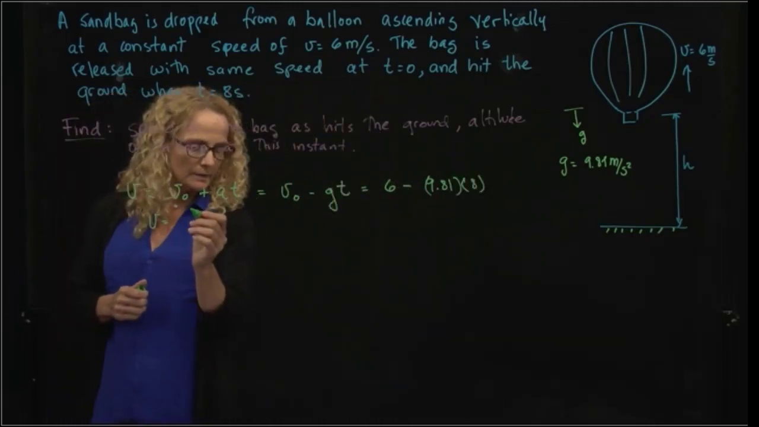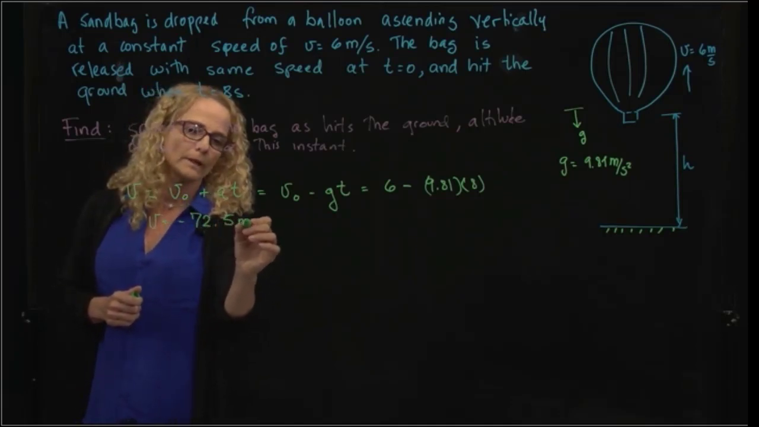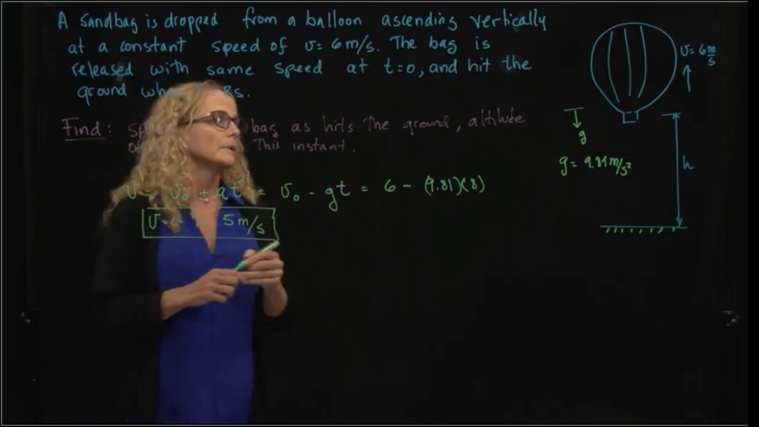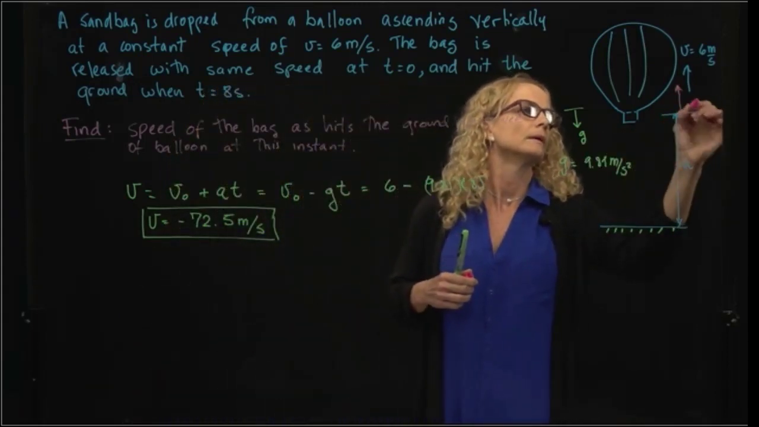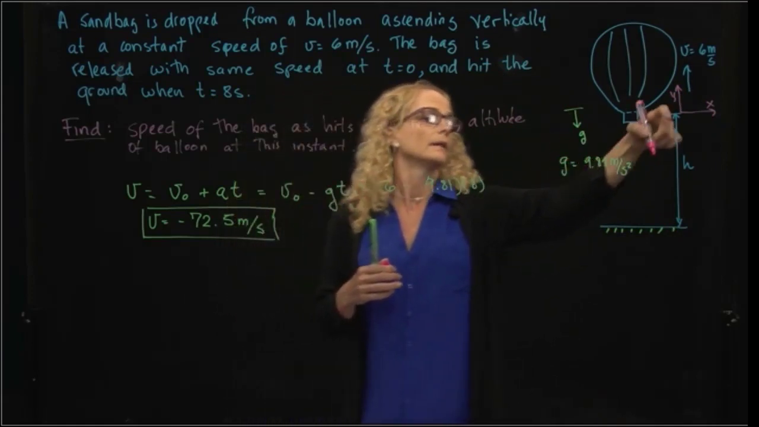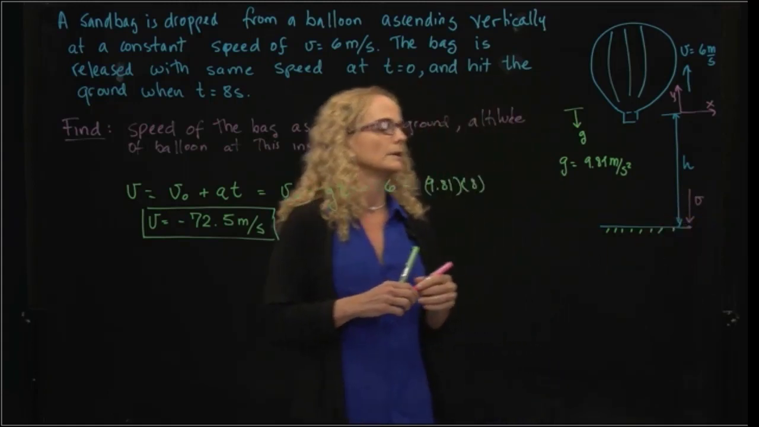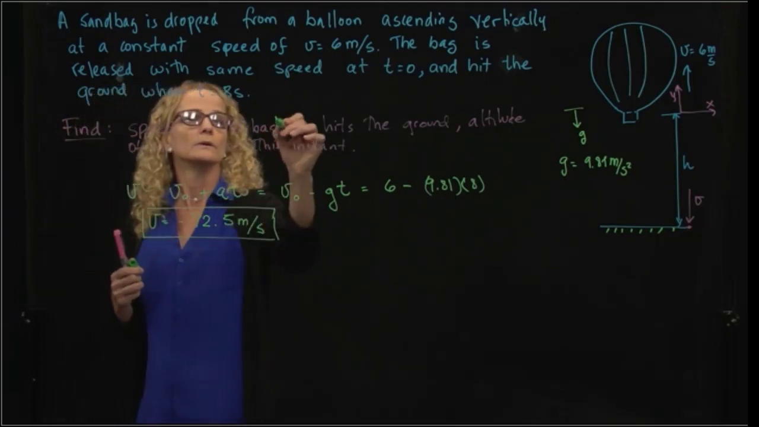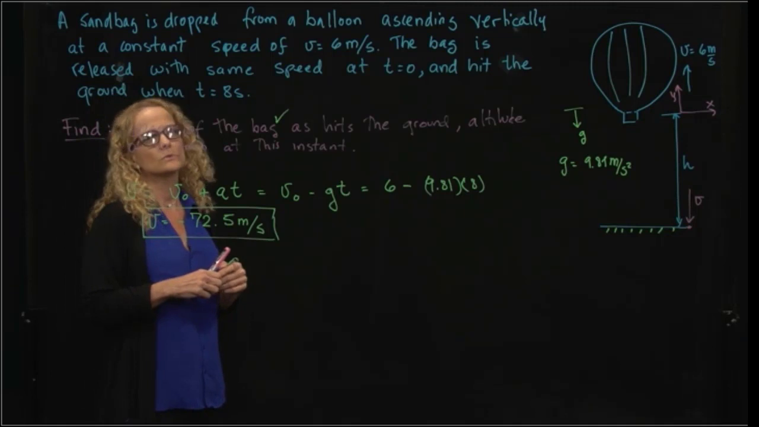I have the results right here. It's negative 72.5 meters per second. Why is it negative? Because if we put our coordinate system where we drop the balloon, x and y, the acceleration is negative, and then our velocity is also negative when it hits the ground. So we did the first part of our question. Let's do the second one.